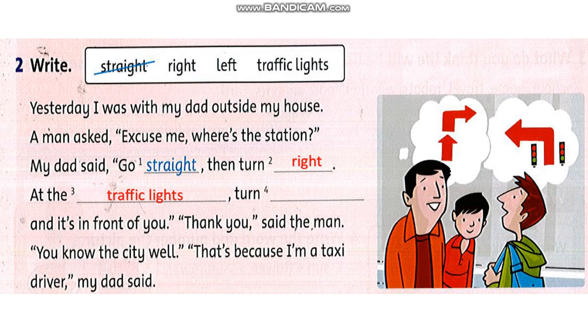At the traffic light, you turn. Look at the picture here. Can you see the arrow? Yes, you turn left. So, now we will read again the text.